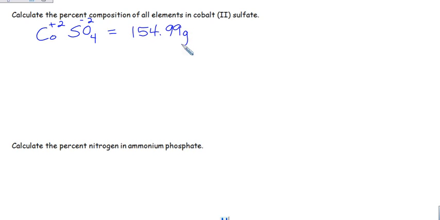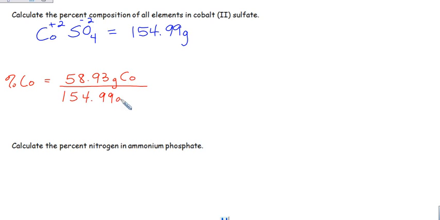Just plug it in. Show me this. Percent composition of all elements. Percent cobalt. There's only one cobalt. 58.93 grams divided by the mass of the compound, 154.99 grams of cobalt sulfate, multiplied by 100 to make it a percent, and plug that in your calculator. So with maybe 2 decimal spots, 38.02% cobalt.